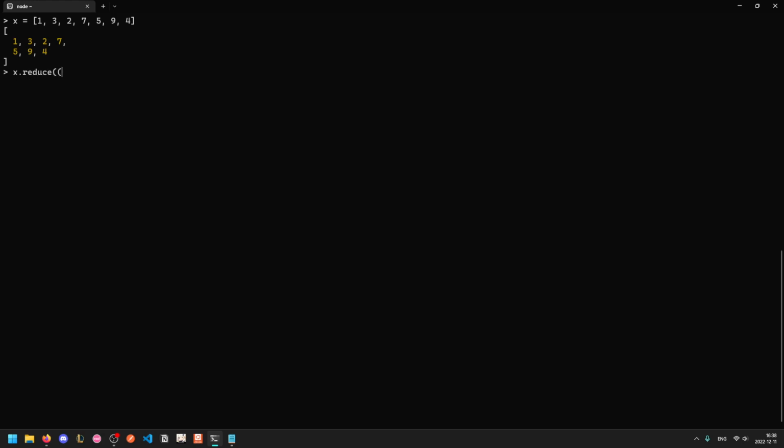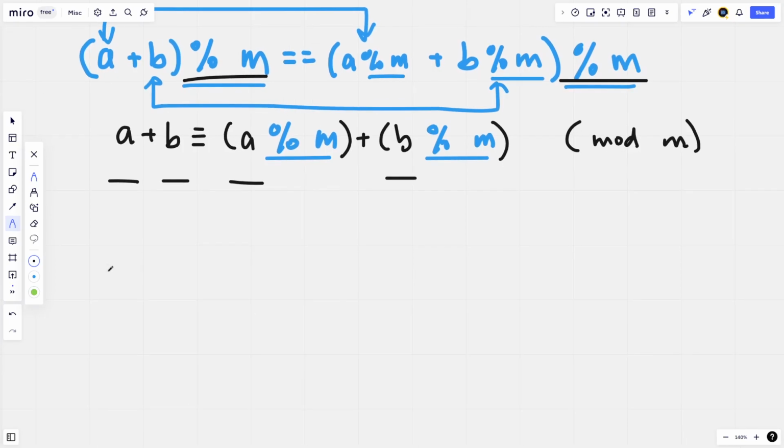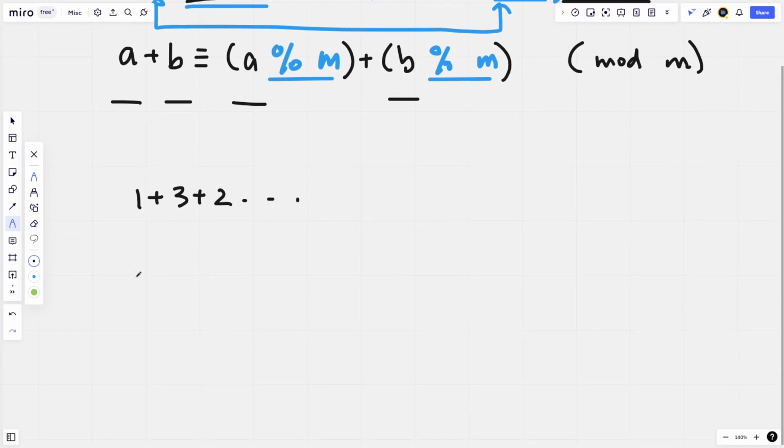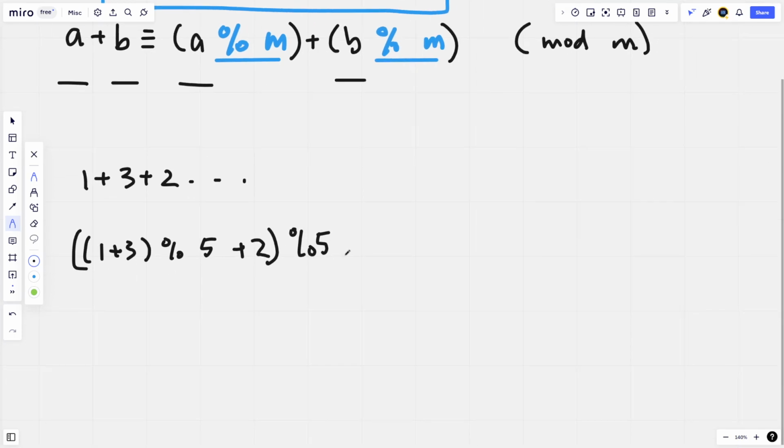So x dot reduce xy to x plus y, that gives us the sum. And you'll notice it's 31, which is equivalent to 1 modulo 5. If we instead took the modulo of the intermediate steps, we would get the same outcome. Because what we're essentially doing is, instead of 1 plus 3 plus 2, etc., we're doing 1 plus 3 mod 5 plus 2 mod 5 plus 7 mod 5, etc.